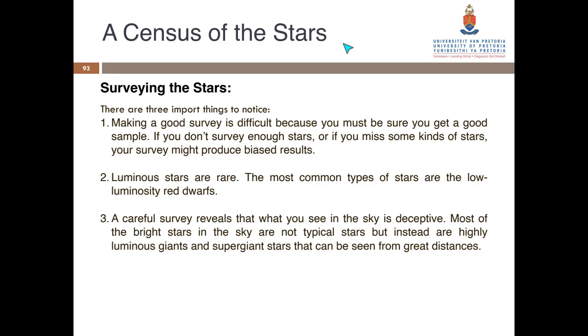Secondly, luminous stars are rare. The most common types of stars are the low-luminosity red dwarfs. A careful survey reveals that what you see in the sky is deceptive, and most of the stars in the sky are not typical stars, but instead are highly luminous giants and supergiant stars that can be seen from great distances.